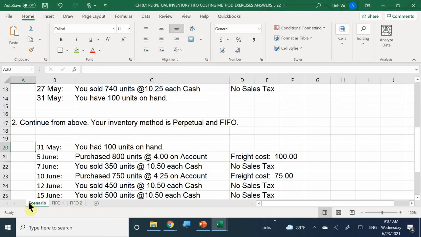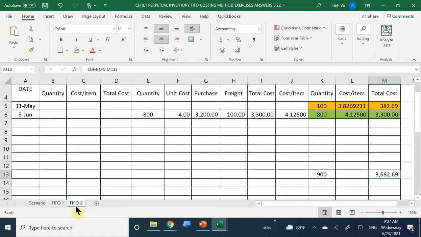You sold 300 units at $10.50 each. All right, we sold 300 units. Okay? So here we sold 300 units, but right now I'm only looking at how much it cost me to sell 300 units. So it is June 7, 300 units. Okay, so let's take a look at my inventory, right? I have an orange batch and I have a green batch.